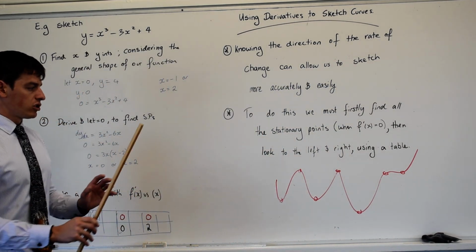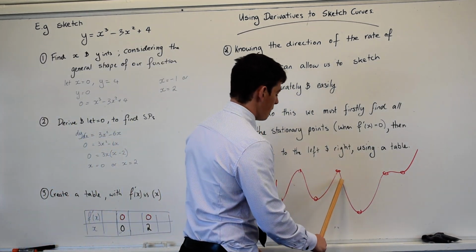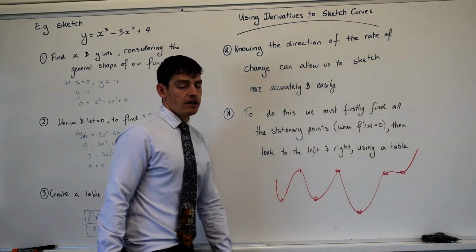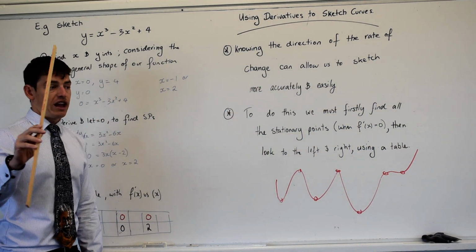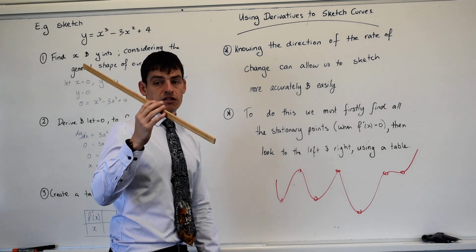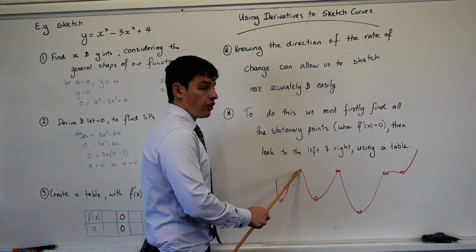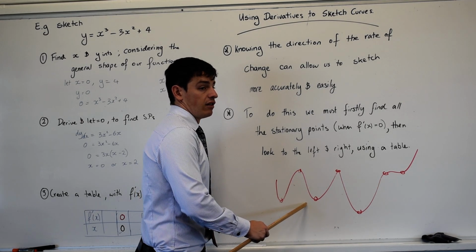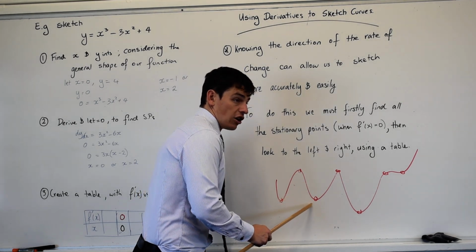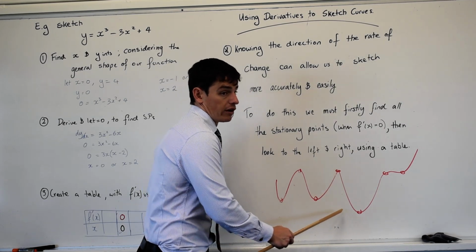But the other question I'm going to ask is, between any two stationary points, does my tangent ever go from positive to negative? My tangent always stays the same. So if I start here and go to there, I know that it's positive the whole way through, correct? Between these two, it's negative the whole way through. Between these two, it's positive the whole way through.